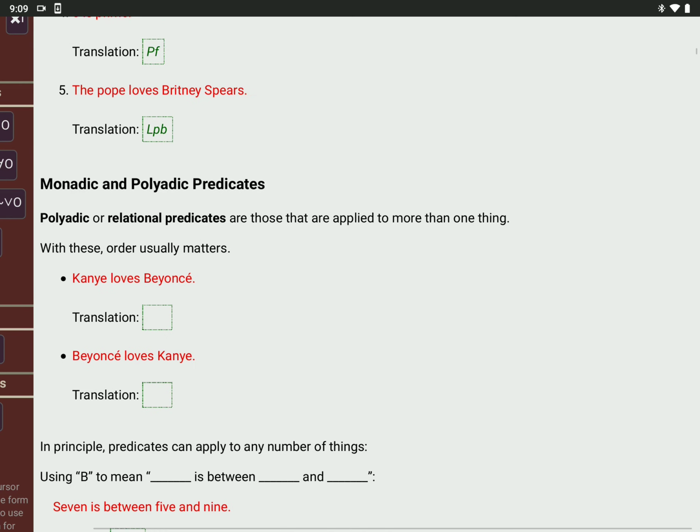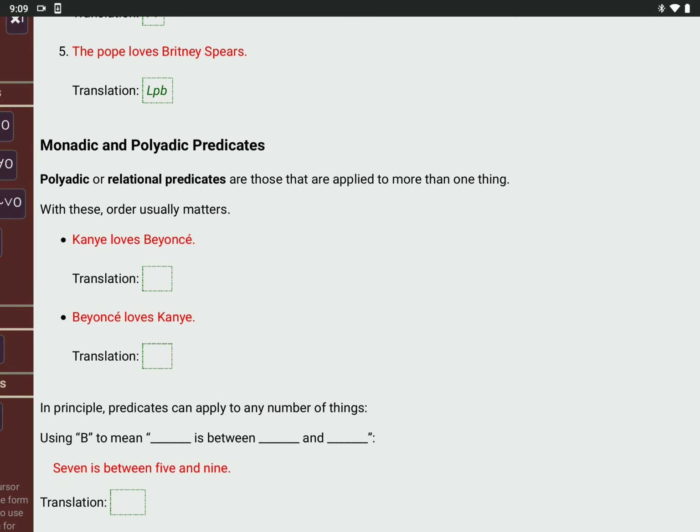Those are called polyadic predicates, and they contrast with monadic predicates. Monadic predicates are predicates that just apply to one thing. Polyadic predicates apply to more than one thing. When we use a polyadic predicate, the order usually matters. So if I say Kanye loves Beyonce, I might use uppercase L, lowercase k, lowercase b. You see the order matters, because that means Kanye loves Beyonce. If I want to say Beyonce loves Kanye, I'd still start with the uppercase L for the predicate, but then I'd follow it up with a b and then a k to say Beyonce loves Kanye.